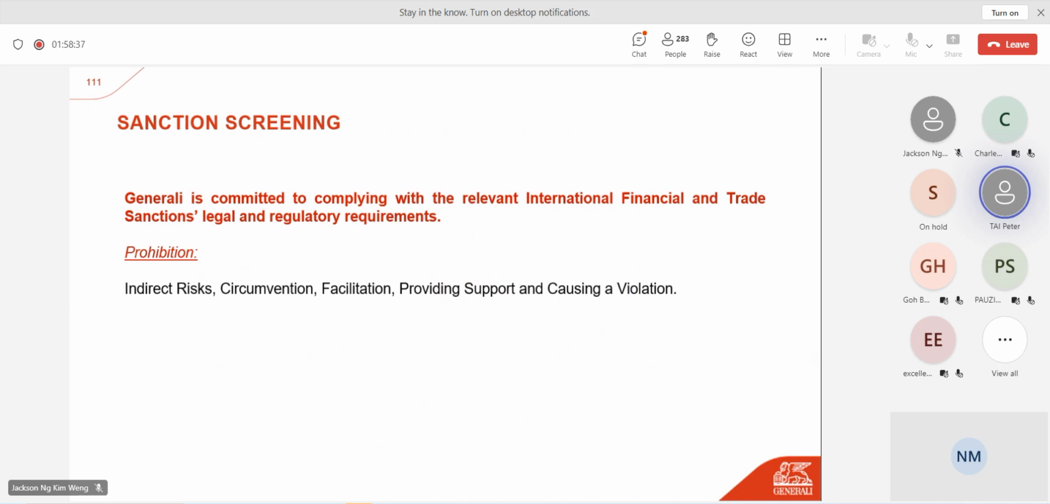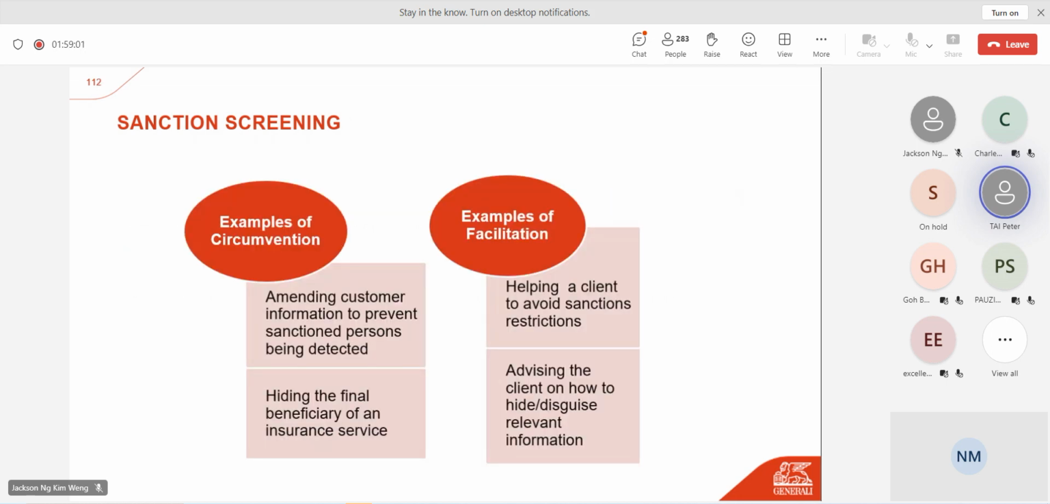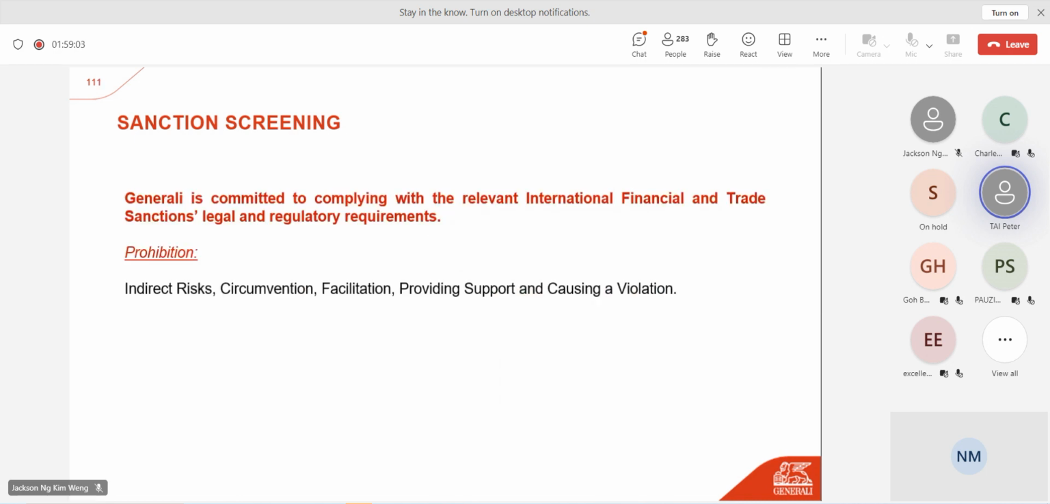Now, Generali is committed to complying with the relevant international financial and trade sanction legal and regulatory requirements. Indirect risk, circumvention, facilitation, providing support, and causing a violation are all not allowed. So you cannot insure them, you cannot circumvent it, you cannot facilitate, and you cannot provide support at all. Let's say an Israeli person comes to buy insurance: you cannot sell it to him, and you cannot facilitate for him to buy from another company either. That's what it means.